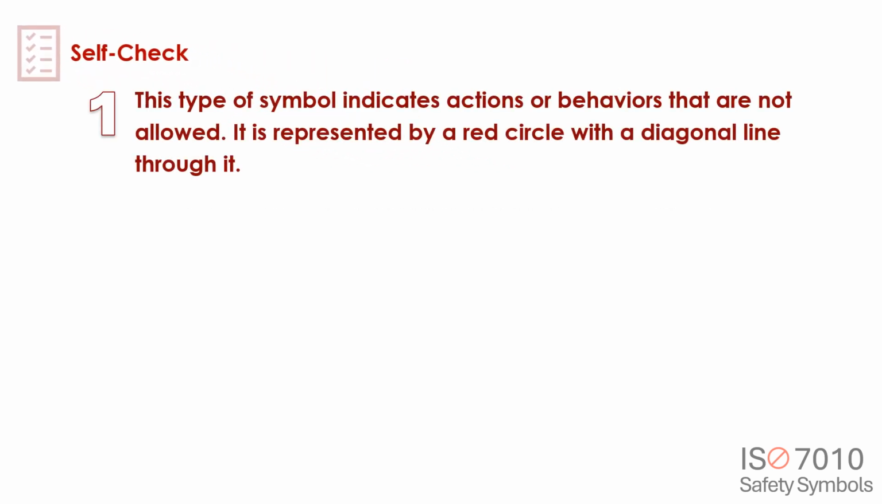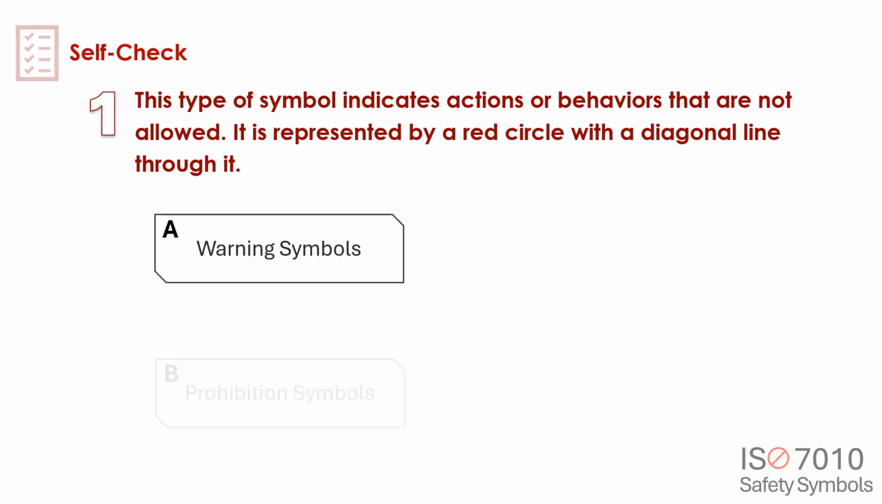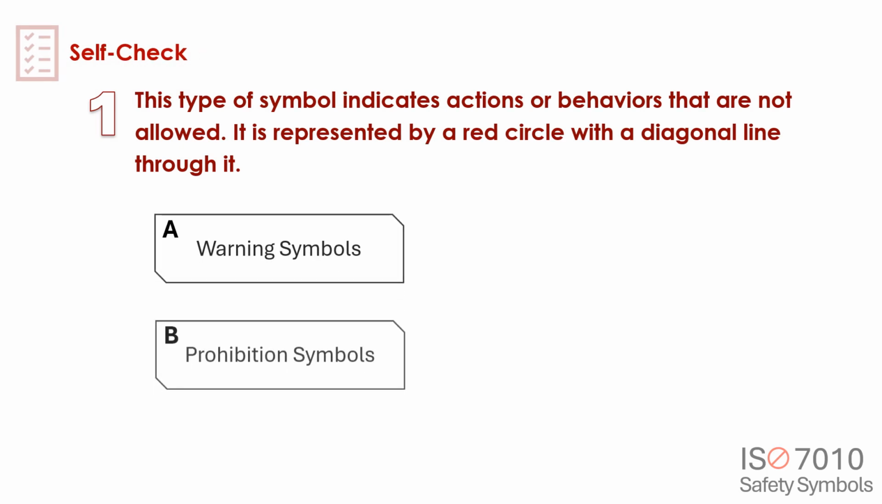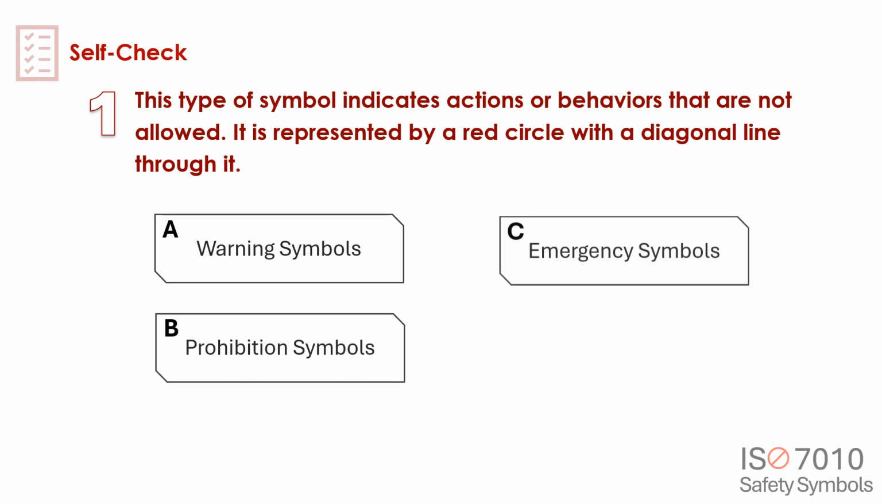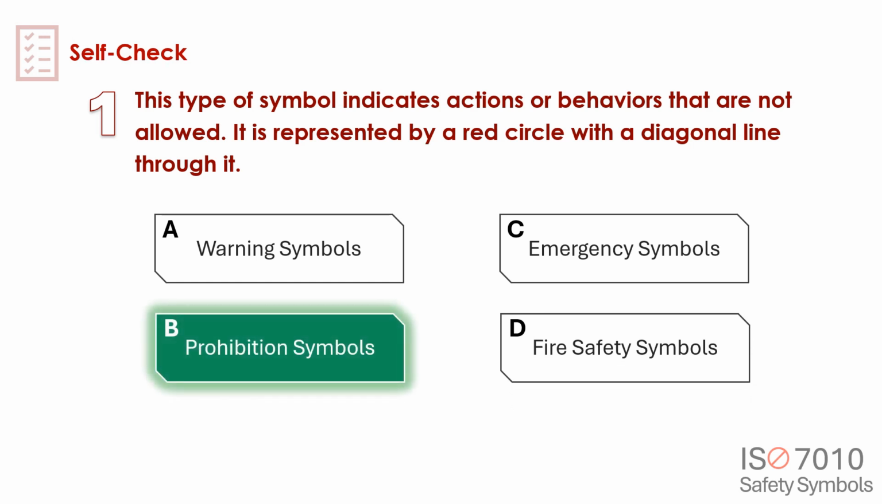Number 1. This type of symbol indicates actions or behaviors that are not allowed. It is represented by a red circle with a diagonal line through it. Is it A. Warning symbols, B. Prohibition symbols, C. Emergency symbols, or D. Fire safety symbols? The answer is B. Prohibition symbols.